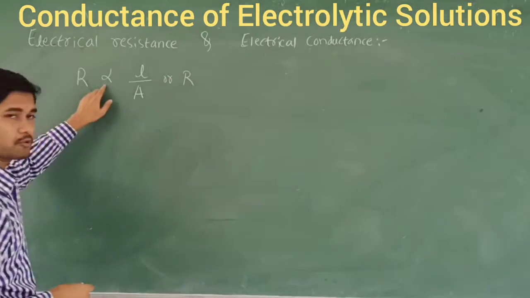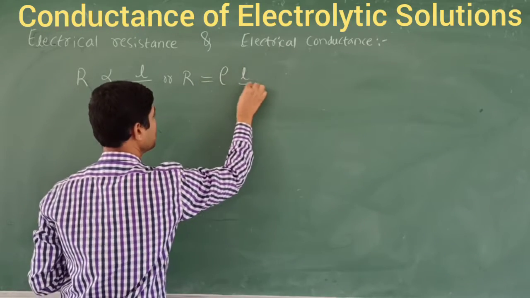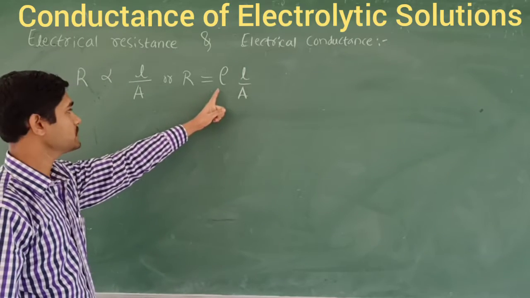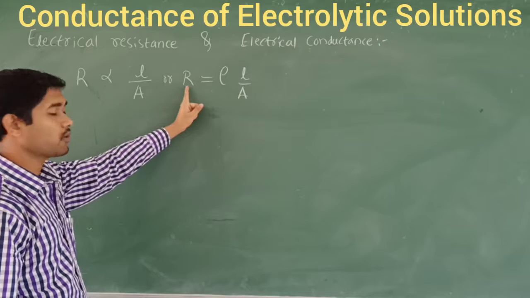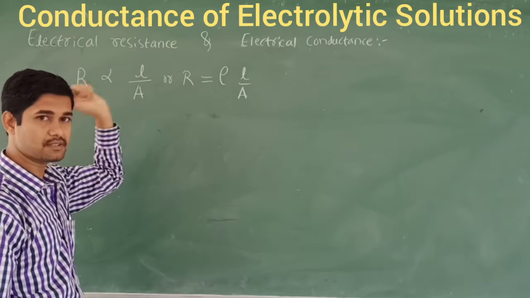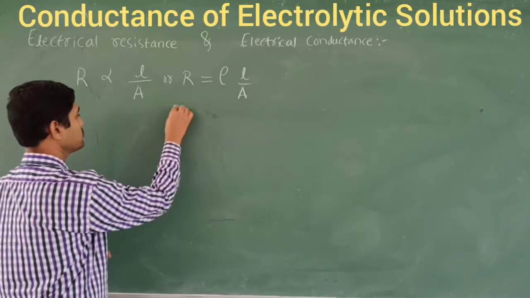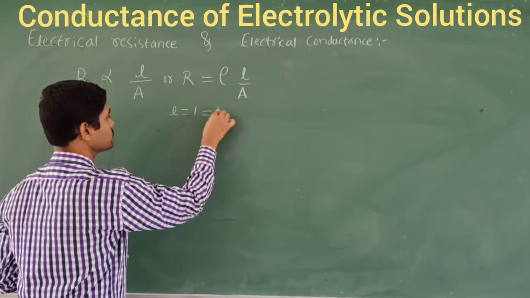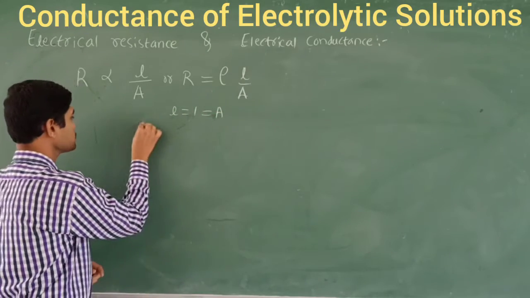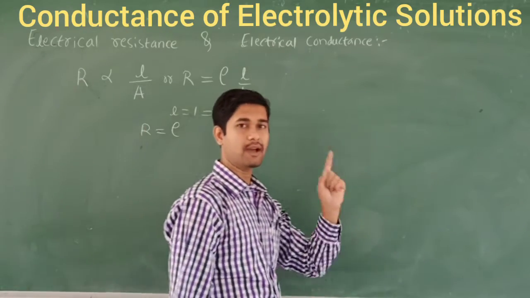In order to remove this proportionality constant, R equals rho L by A. This rho is nothing but the resistivity. This is called resistivity and this is called resistance. You should not mix them up here. Resistance is different and resistivity is a different one. So when you put L equal to 1 and A equal to 1, what happens? R becomes equal to rho. I mean the resistance is equal to the resistivity.